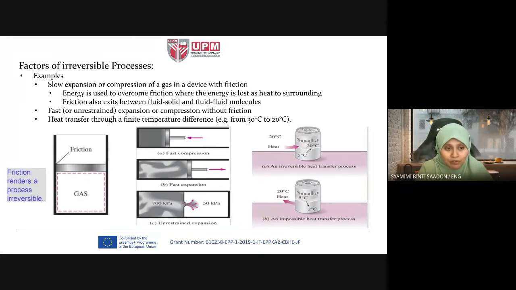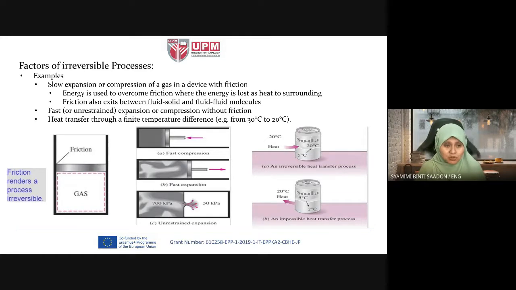Even if we do a slow expansion and compression process of the gas in the piston, if the piston has some sort of friction, there is still some energy loss, which means the process is still irreversible. So it's very unlikely to achieve a reversible, ideal process. There are lots of other factors.